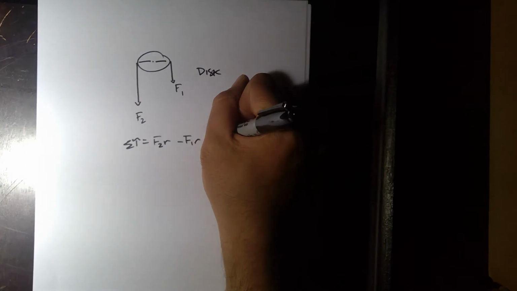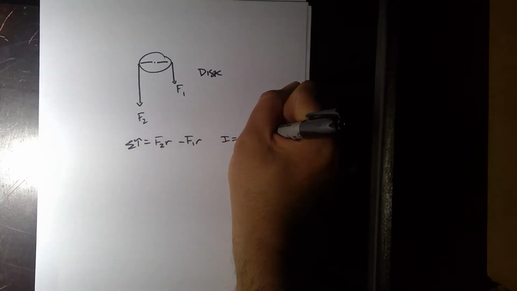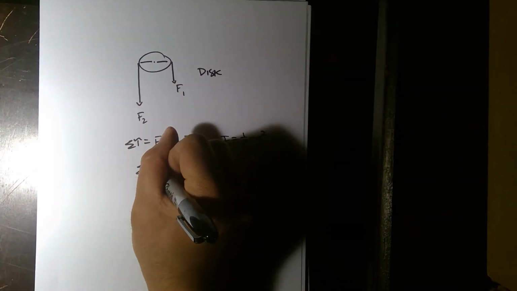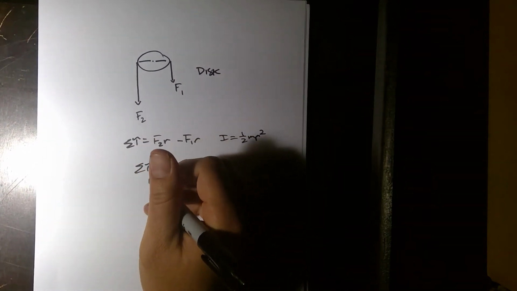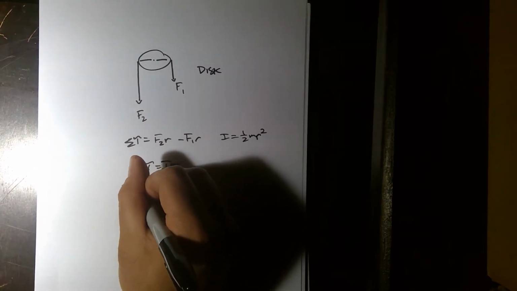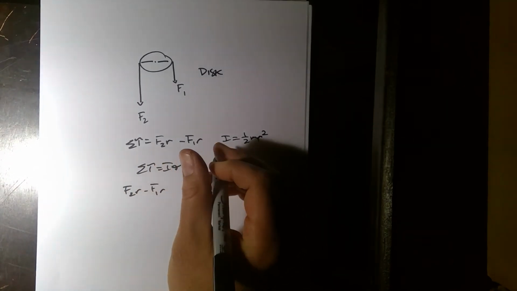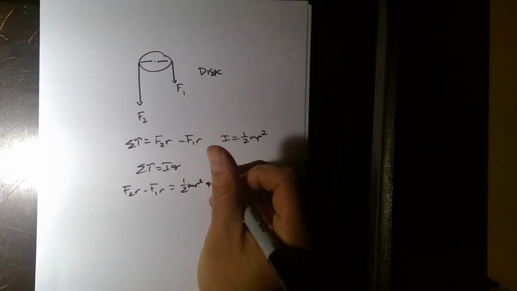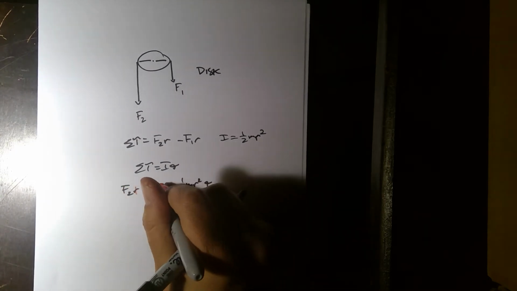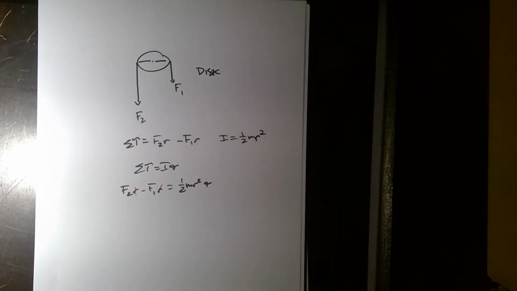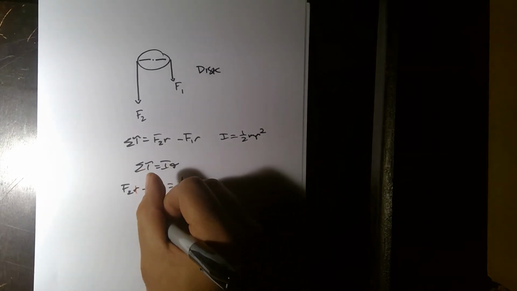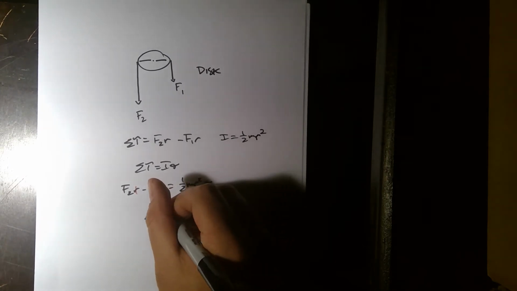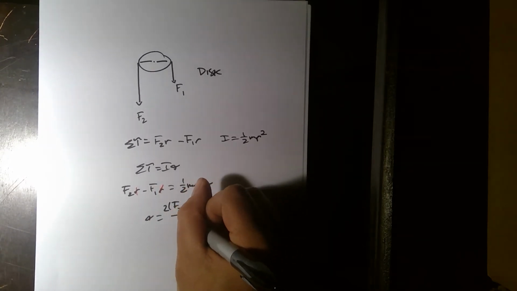So then I is equal to 1/2 mr squared. And now, second law. Putting it in, you get F2r minus F1r in for your net torque equals 1/2 mr squared for moment of inertia, times alpha. Divide both sides by r. Then divide both sides by 1/2 mr to solve for alpha. And you're going to get F2 minus F1 all over, there would be a 2 there because that 2 would come up, and you get this.